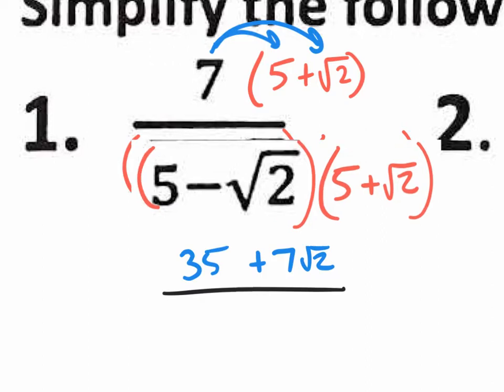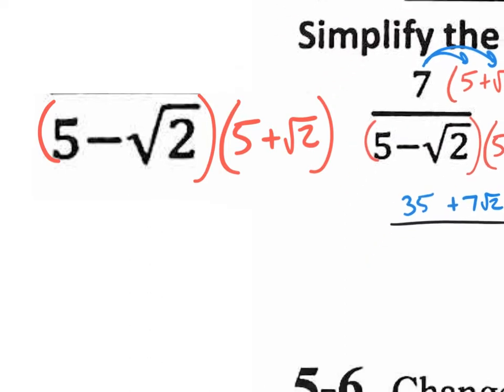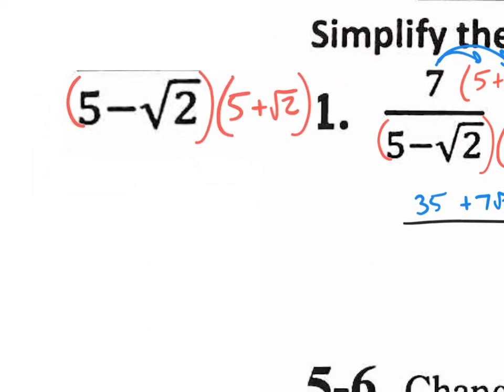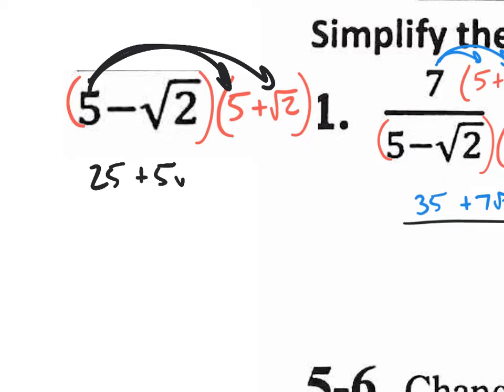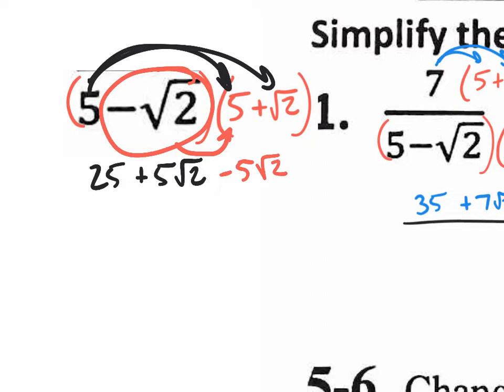Let me do the work on the side. So when you distribute right here, you have 5 times 5, that's 25. 5 times square root of 2 is exactly that, 5 square root of 2. And then negative square root of 2 times a positive 5, that's a negative 5 square root of 2. And then negative square root of 2 times positive square root of 2, that's negative square root of 4, which later becomes minus 2.